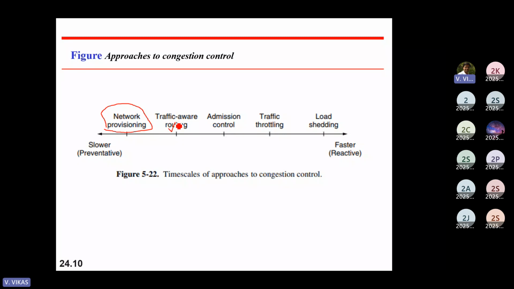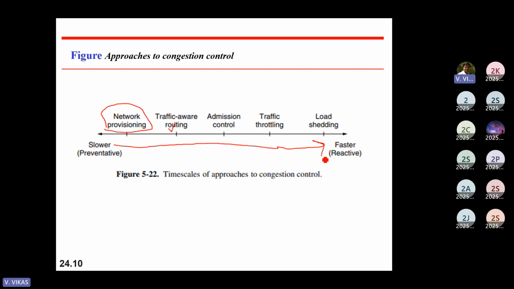Admission control, we have just seen what it is. Traffic throttling and load shedding, we will see what they are. Basically what we are trying to say here is, with respect to network provisioning, the prevention is very, very slow. Network provisioning, traffic aware routing. When I move from this side to this side, the reaction is going to be faster.